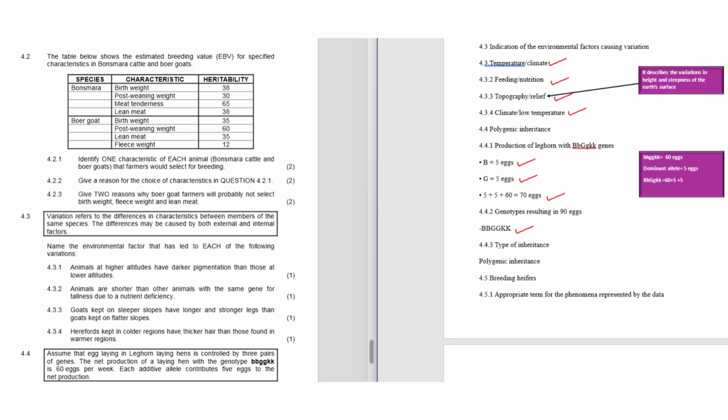4.3.2, animals are shorter than other animals with the same gene for tallness due to a nutrient deficiency. Animals are shorter than other animals with the same gene for tallness due to a nutrient deficiency.